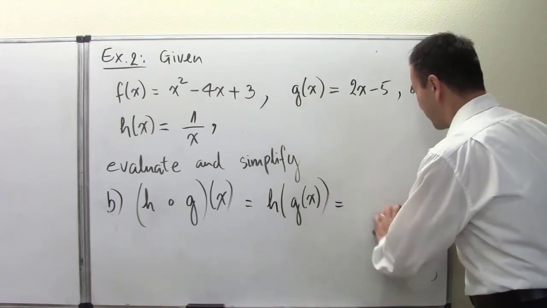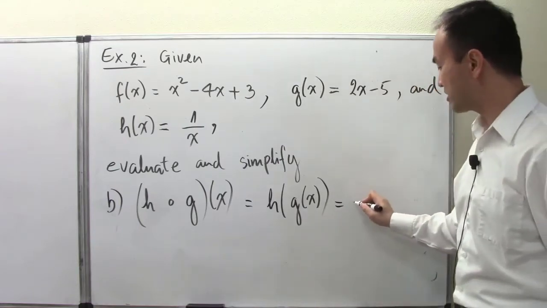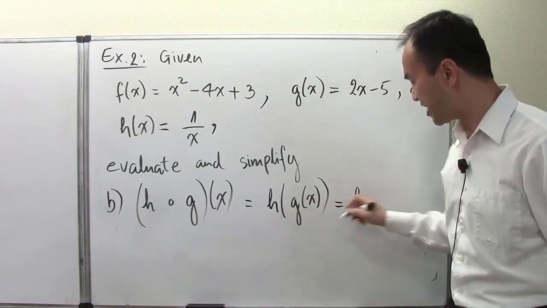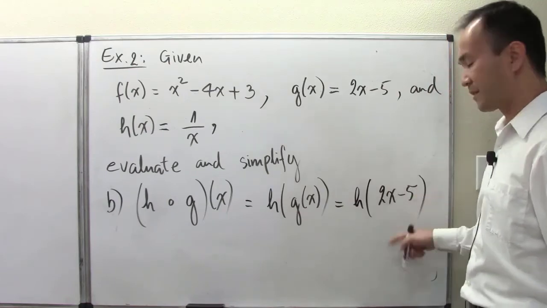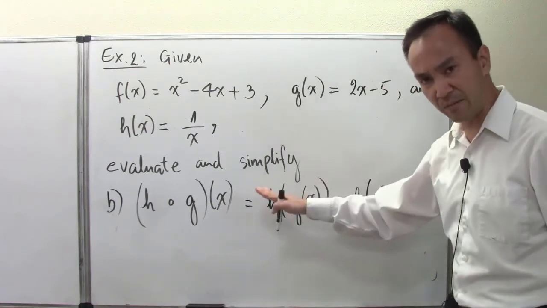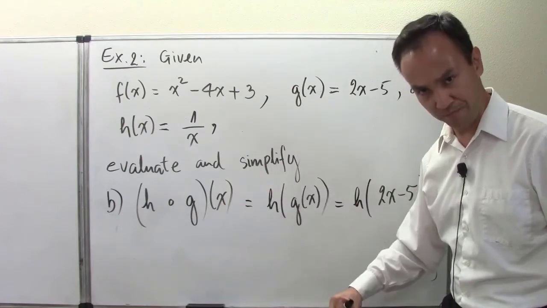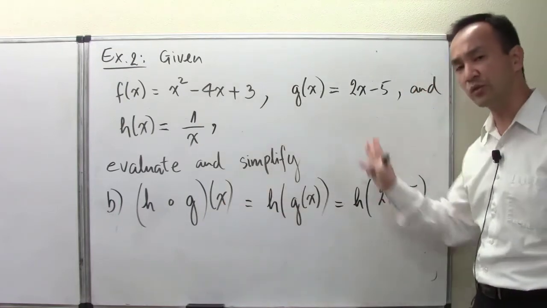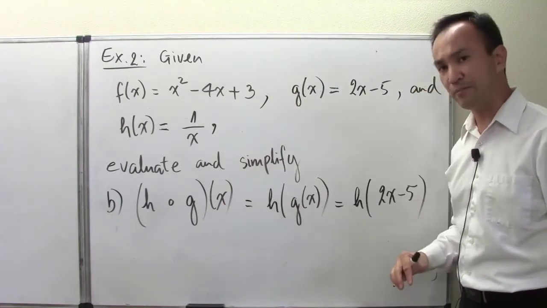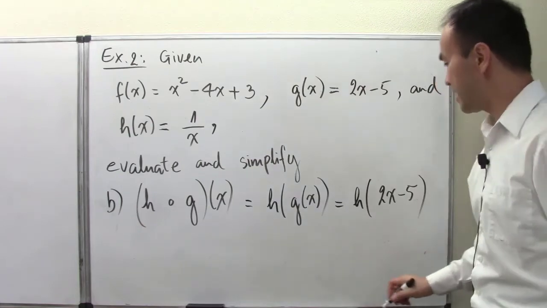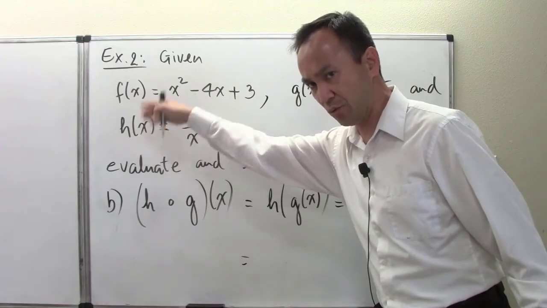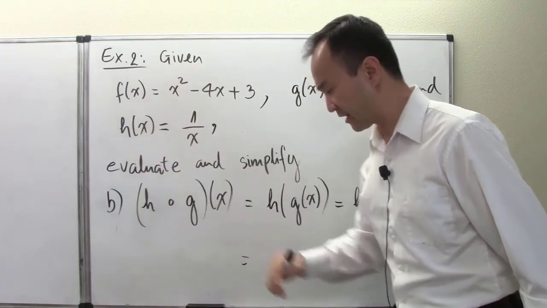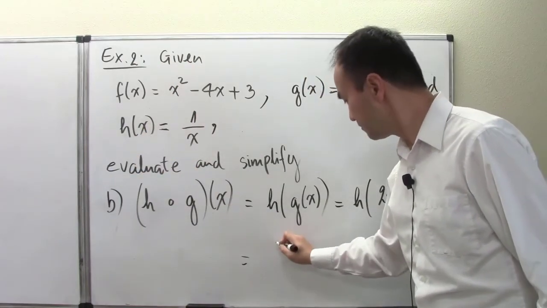Or we can remind ourselves a little further that h of g means h of 2x minus 5. I could have done this throughout my part B as well, and I could have done this throughout my earlier examples as well. Now in the rule of h, the rule of h says 1 over whatever input that is.